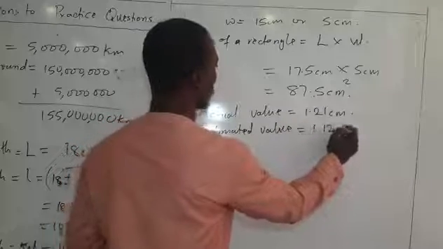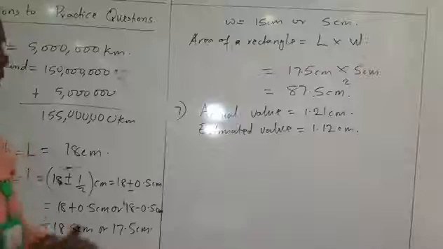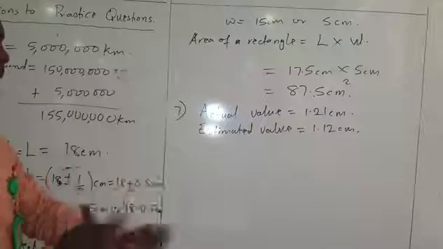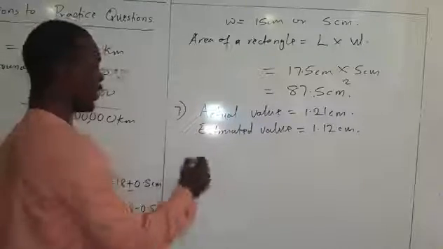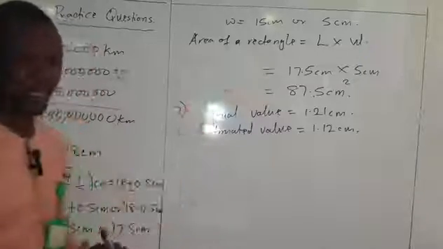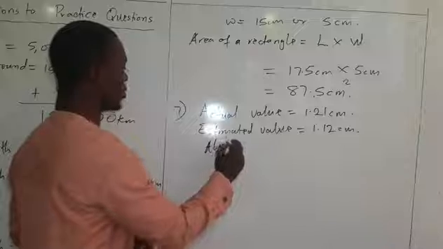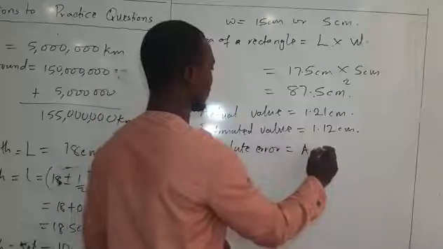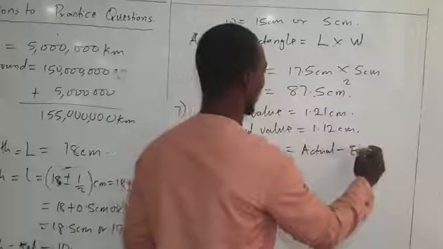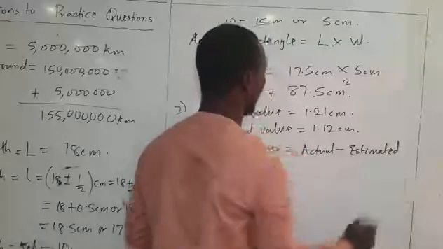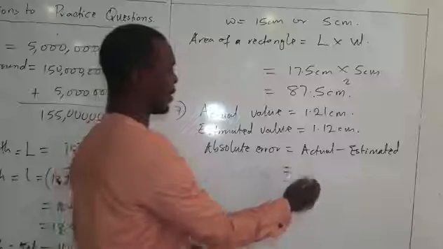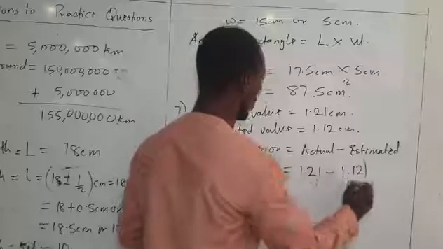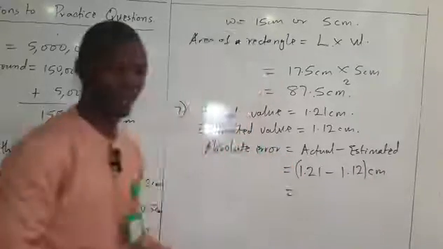while the estimated or recorded value equals 1.12 centimeter. Since we are looking for the error, we have 3 types of error. We have absolute error, relative error, and percentage error. The absolute error is just the difference between the actual and estimated. So absolute error equals actual value minus estimated value. What is the actual value? 1.21. So we have 1.21 minus 1.12, all in centimeter, which equals 0.09.